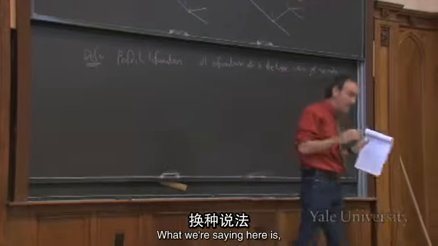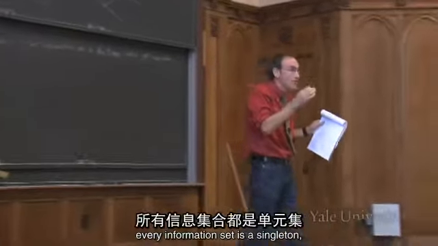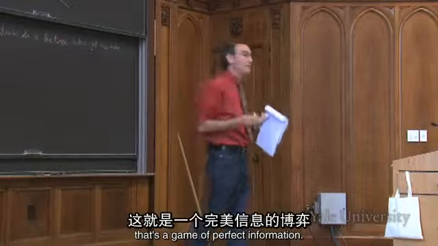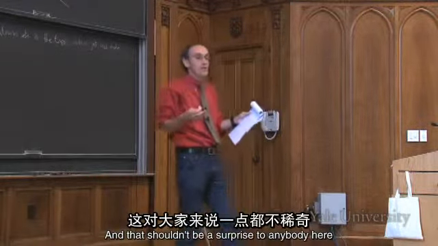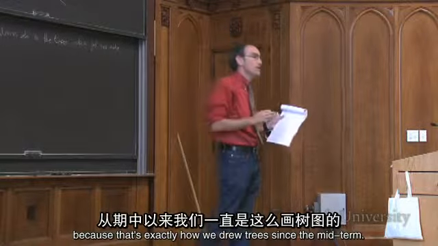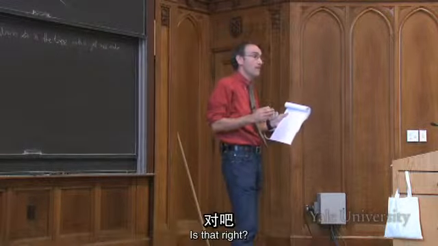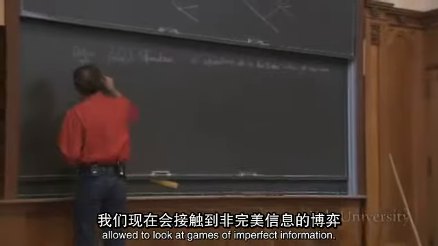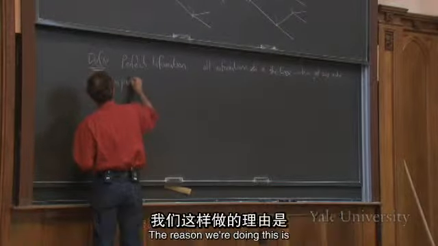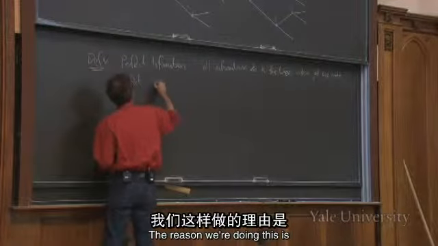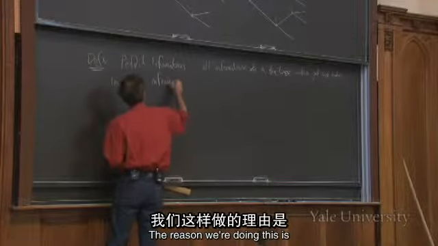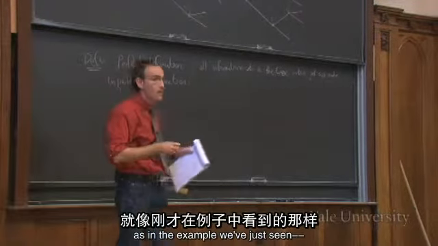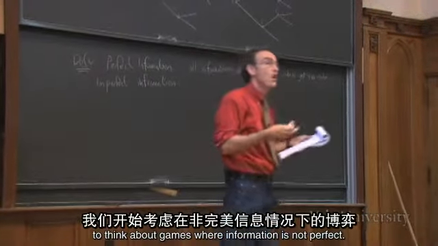What we're saying here is that if we have a tree in which every information set is a singleton, we basically never bother with any dotted lines, that's a game of perfect information. That shouldn't be a surprise to anybody here because that's exactly how we drew trees since the midterm. Is that right? Of course, the novelty is we're now going to be allowed to look at games of imperfect information. The reason we're doing this is because it would be interesting, as an example we've just seen, to think about games where information is not perfect.